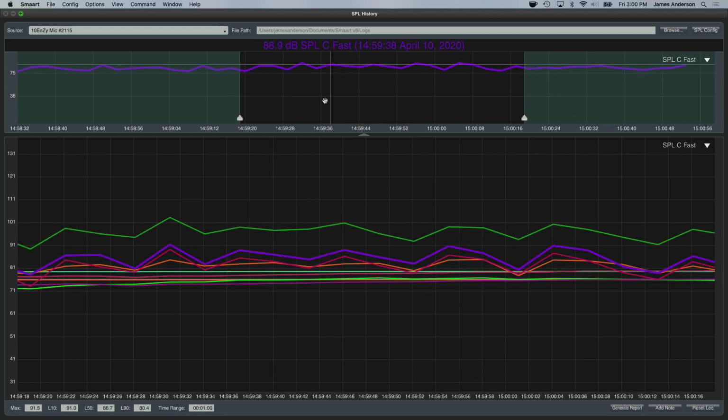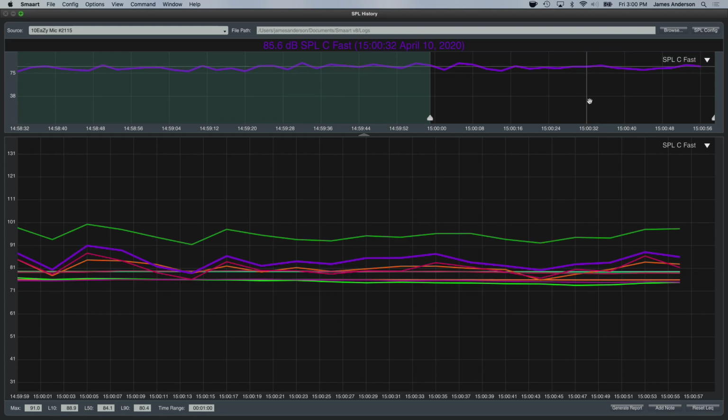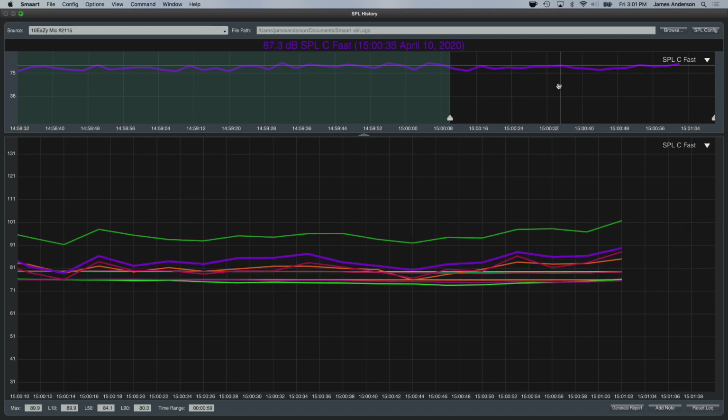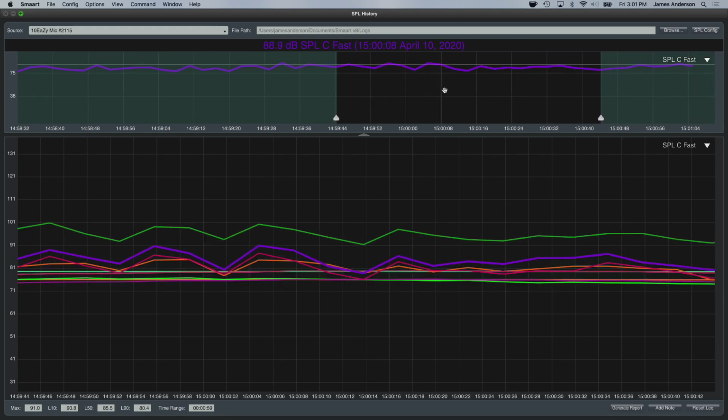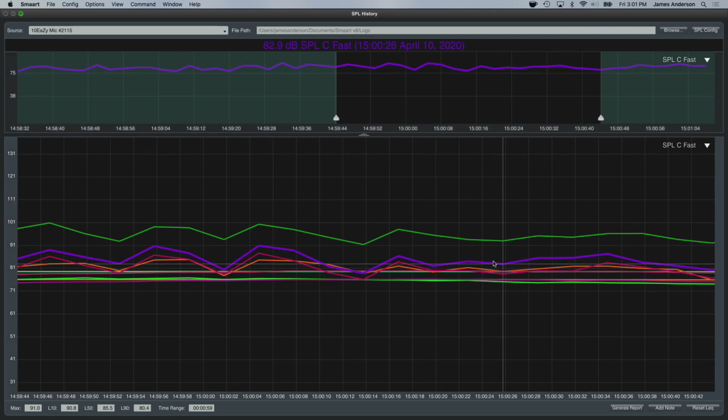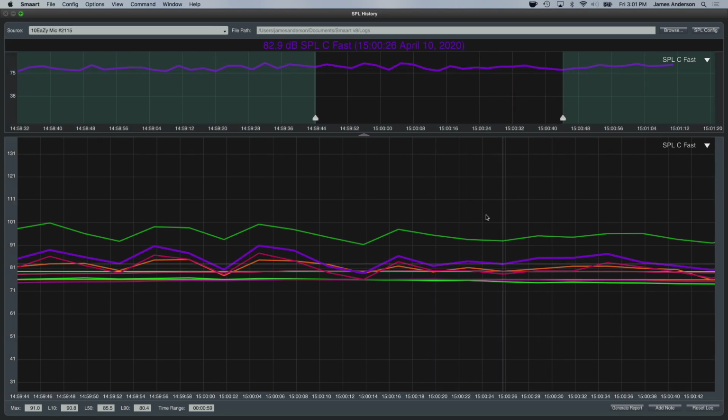If I take this zoom range and put it all the way on the right hand of the screen, then this bottom plot is going to update in real time. As soon as I take this off of real time, or the right widget's no longer at real time, then the bottom plot here is essentially paused. We're just looking at what's in this window.